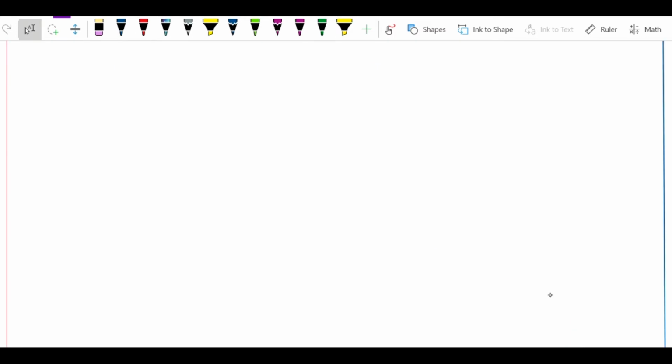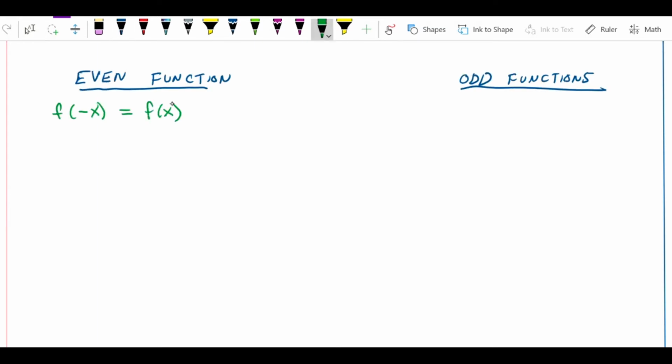So this brings me to the topic of even and odd functions. An even function is one where f of -x equals f of x for all x where the function is defined. An odd function is one where f of -x equals negative f of x for all x where the function is defined. Let me show you what these look like.